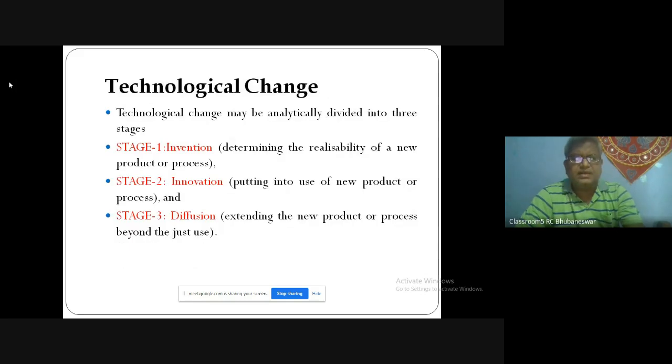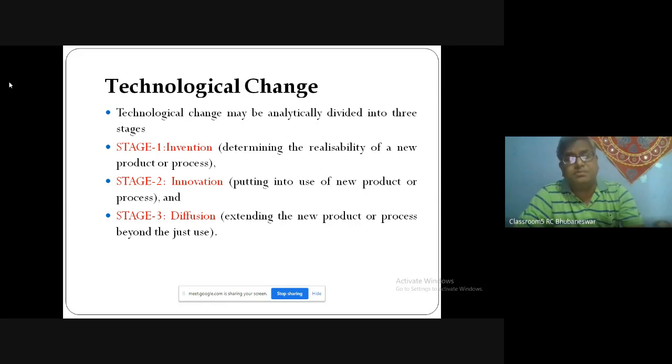But in the present day world, there are three stages of technology. One stage is invention, another is innovation, another is diffusion. If you talk about invention, it means determining the realizability of a new product and services. If you talk about innovation, it means putting into use the new product and process. So realizing a new product is invention. Innovation means use of a new product and process.